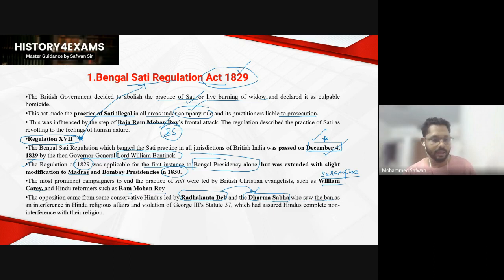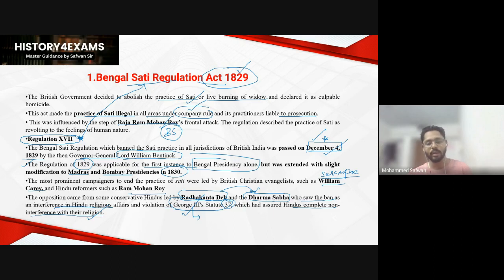And he saw the ban as an interference in Hindu religious affairs and a violation of George III Statute 37. There was a statute of King George III, and it says Hindus would have complete non-interference with their religion. So the British government also introduced a certain pacifist policy in which George III, the king, assured the people of the country, we will not be interfering in your religious matters. But against this statute, Raja Ram Mohan Roy, William Carey, and finally William Bentinck all abolished this sati practice in 1829.